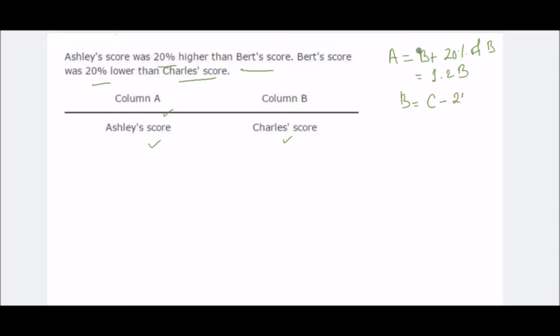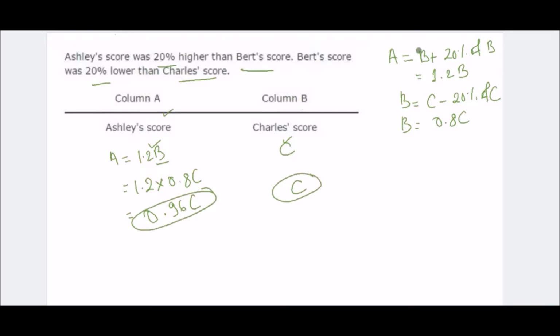Then C minus 20% of C. So that will become 0.8C. Ashley's score is equal to 1.2B. But Charles' score is C. So convert the B also into C so that it will be easy for us to compare. So 1.2 into B is 0.8C. So that will become 0.96C and it is C. See here the quantity B is greater than A. So answer will be B.